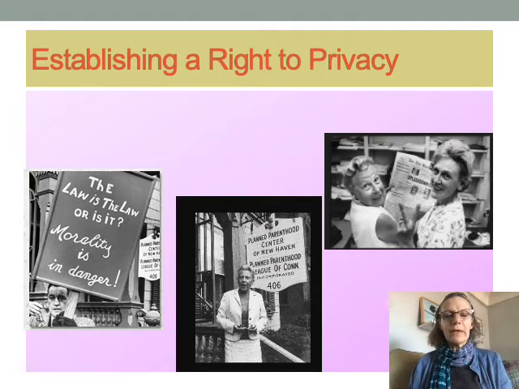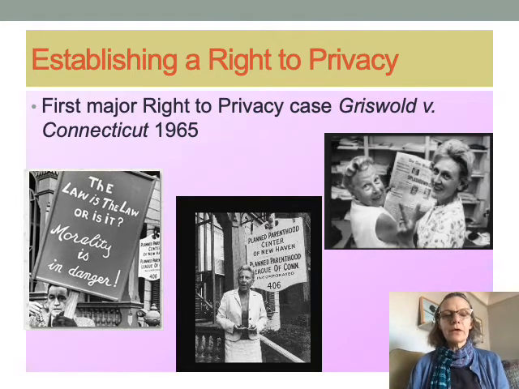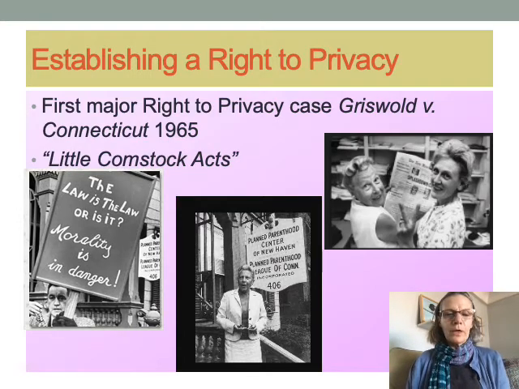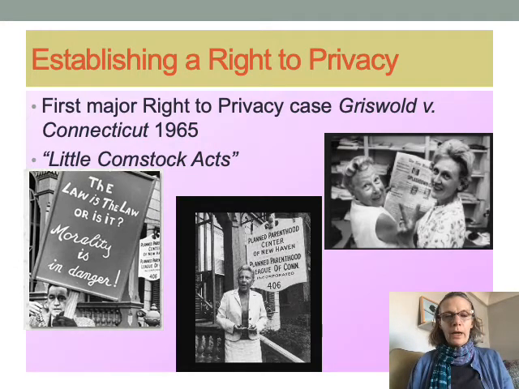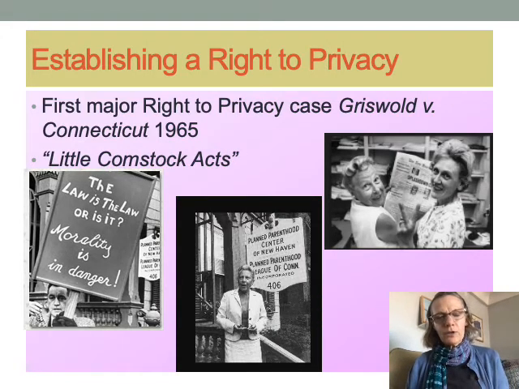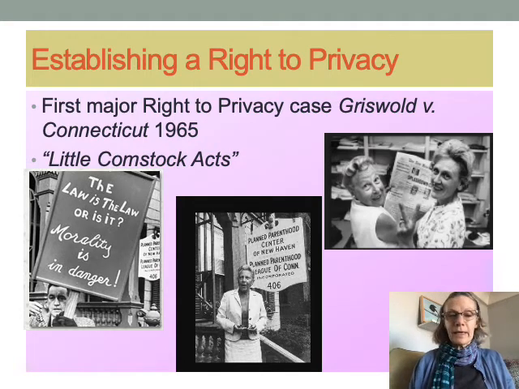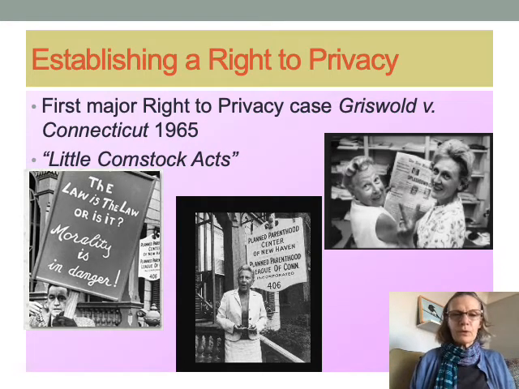Okay, so the first right to privacy case that comes to the Supreme Court is Griswold versus Connecticut, 1965. What this case deals with is what's known as Little Comstock Acts. So what are those? Well, Connecticut and many other states had laws on the books that basically made it a crime to get contraceptives and to use them. It also made it a crime for somebody to counsel somebody about the use of contraceptives and to write a prescription for them to get contraceptives.